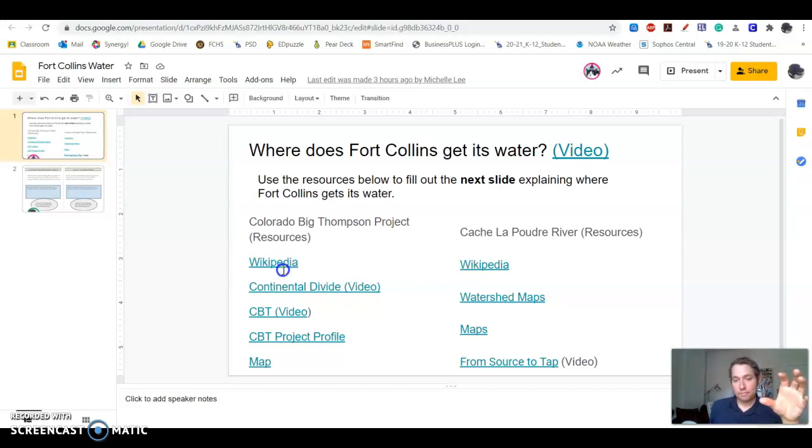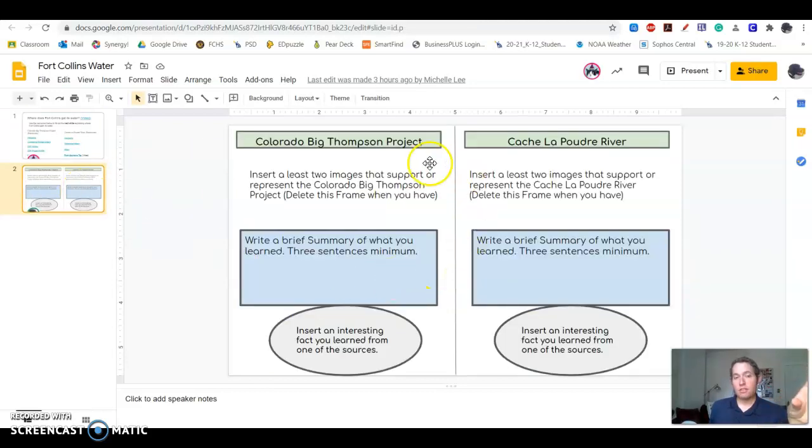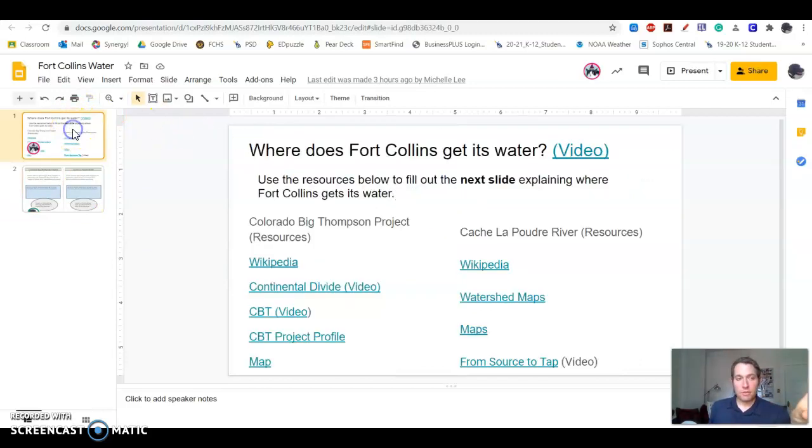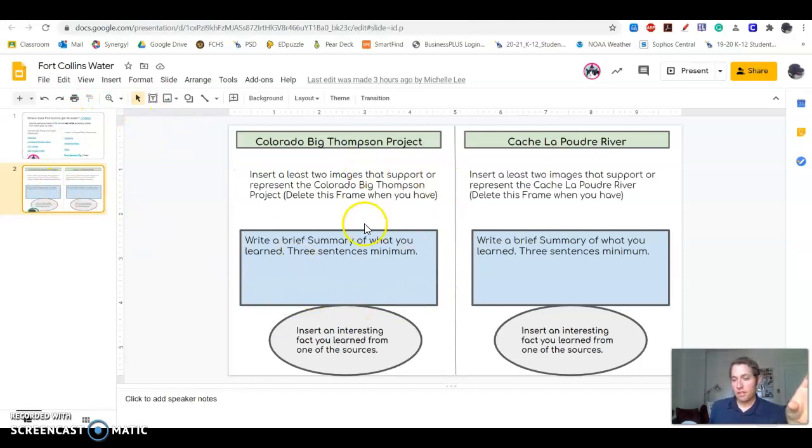You're going to take that and fill in information on this second slide. Your objective is to take information from slide 1 and use it to fill in slide 2. The titles are given to you. One half is going to be Colorado Big Thompson Project. The other half is going to be the Cache la Poudre River. You will find images that support or represent the Colorado Big Thompson Project after you've looked through its resources. You'll then write a brief summary, at least 3 sentences, summarizing the information you learned about the Colorado Big Thompson Project, and then insert an interesting fact you learned from one of the sources. Same thing with the Cache la Poudre River.